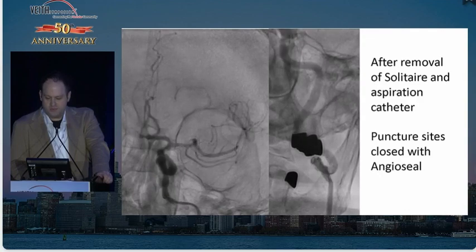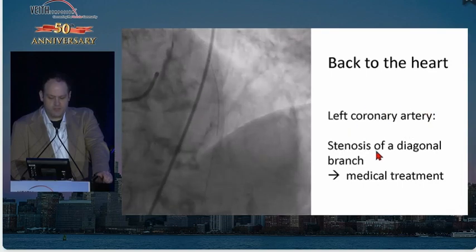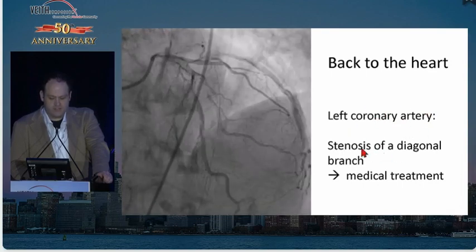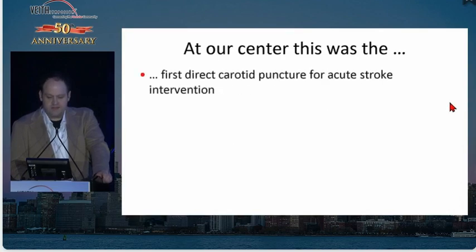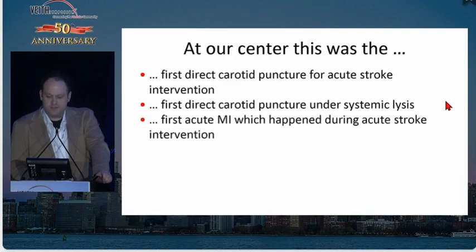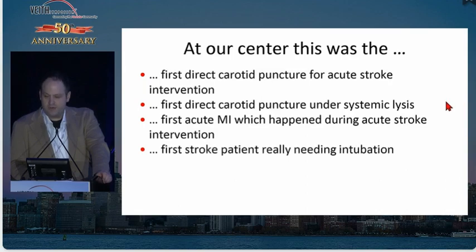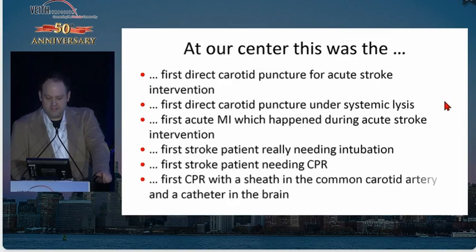The puncture sites at this point were closed using Angio-Seal, and looking back at the heart, the left coronary artery also showed a stenosis of the diagonal branch, and it was decided to use medical treatment at this point. So at our center, this was the first direct carotid puncture for acute stroke intervention, the first direct carotid puncture under systemic lysis, the first acute myocardial infarction which happened during acute stroke intervention, and the first stroke patient that really needed intubation. It was the first stroke patient needing CPR and the first CPR with a sheath in the common carotid artery and a catheter in the brain.